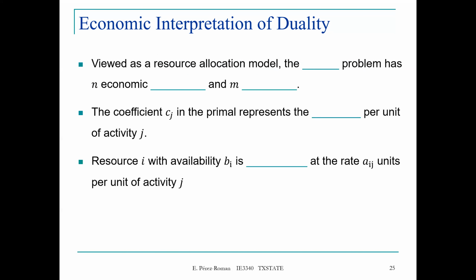Viewed as a resource allocation model, the primal problem has n economic activities and m resources. The coefficient Cj in the primal represents the revenue per unit of activity j. Resource i with availability bi is consumed at the rate of aij units per unit of activity j. So aij shows up in the left-hand side of the constraints. That's how much of the resource you will need to complete the operation needed for product j.